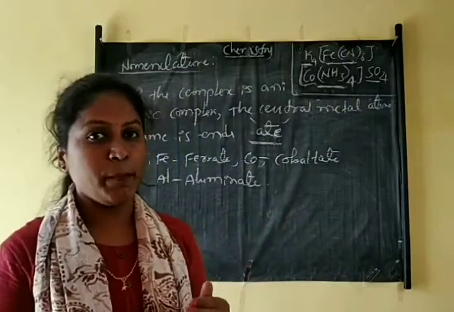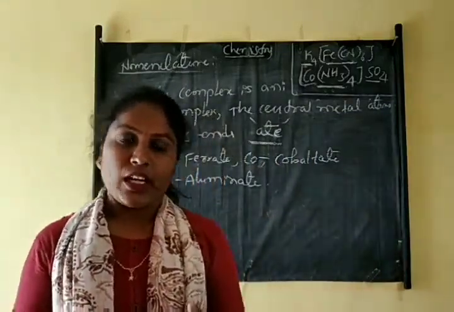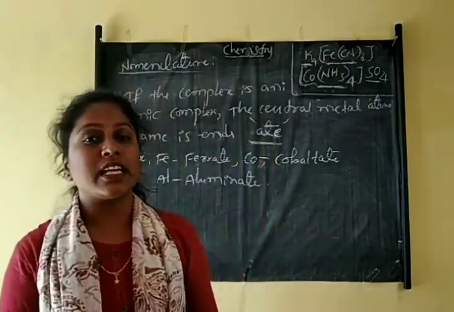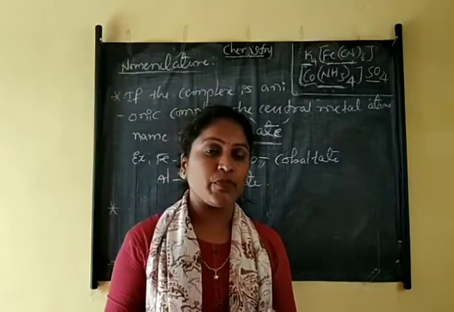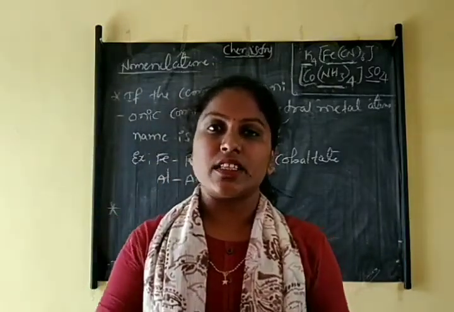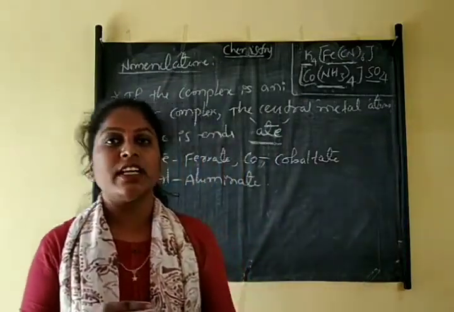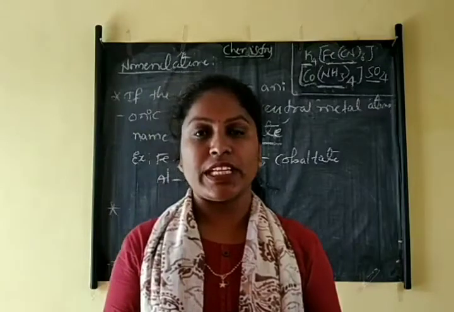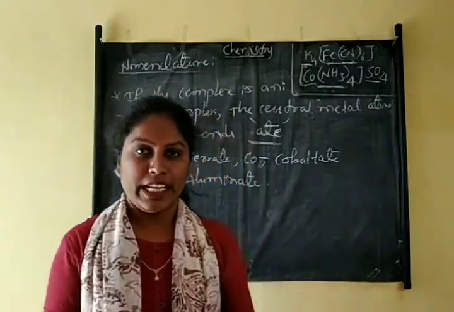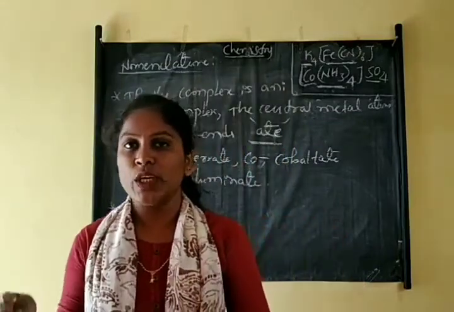So in that, first the cation is named first, in all the cationic complexes or anionic complexes. And next one is, the ligands are named in alphabetical order before the central metal atom. And the next rule is, if the ligands are anionic ligands, the name ends with O. That is chlorido, bromido, cyanido, oxalato, hydrido, so like that. All the anionic ligand names end with O.